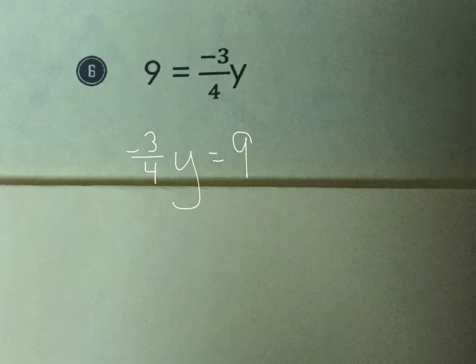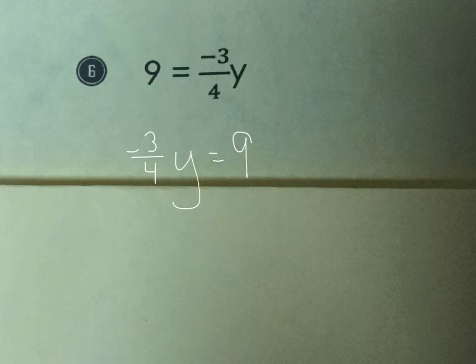Now, this is a multiplication equation, but you're multiplying by a rational coefficient. And when you multiply, what is the inverse? How do you get y by itself when you have an equation that involves multiplying by the variable?